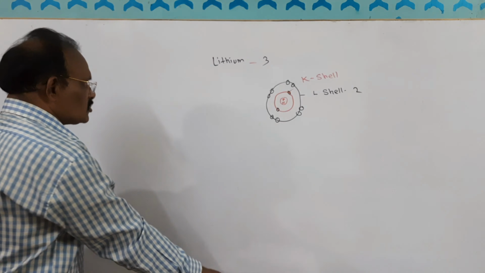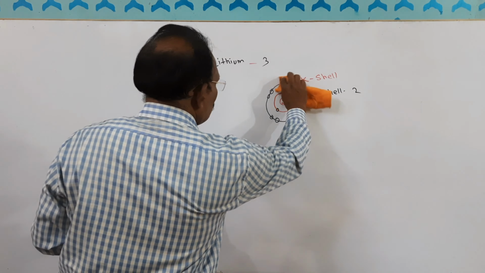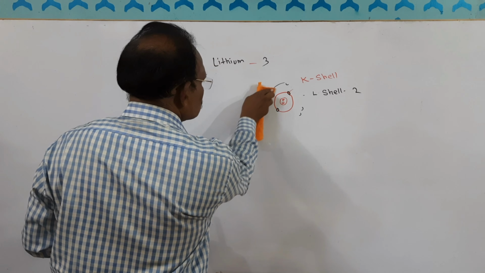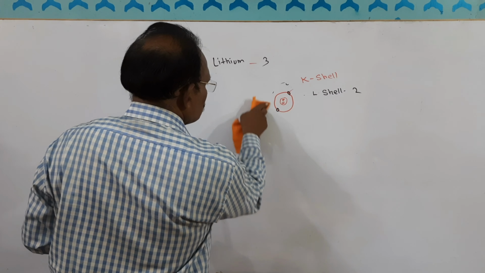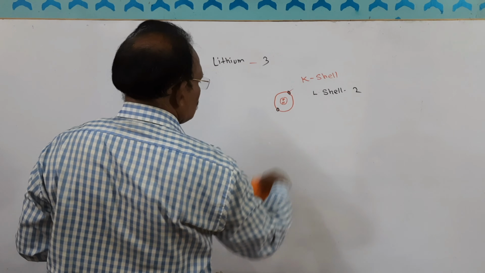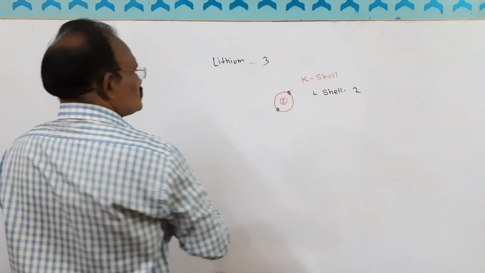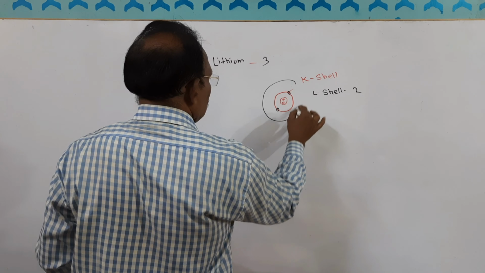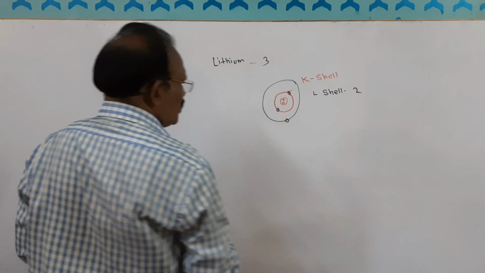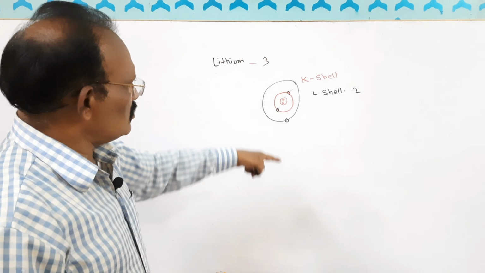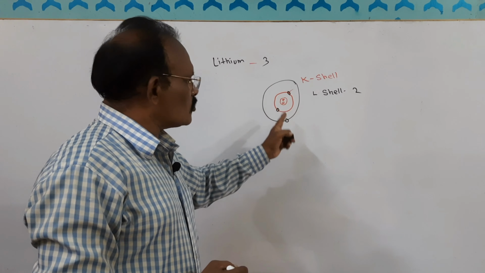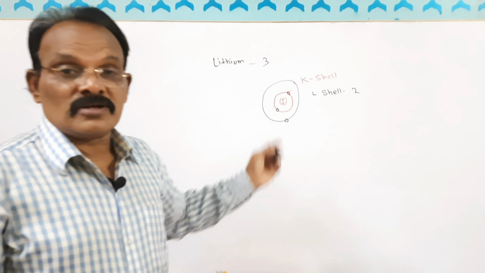But here the question is lithium. How many electrons will revolve in the second shell? Because the atomic number is 3 and 2 are already in the first shell, the remaining 1 will revolve in the second shell. Only 1 electron. So this is the electron dot structure of lithium.